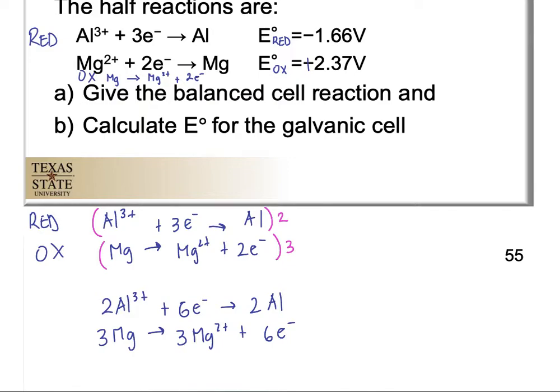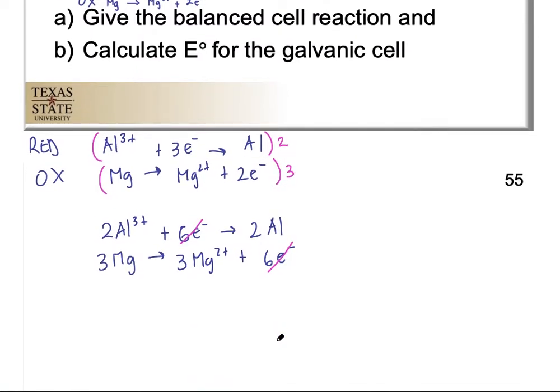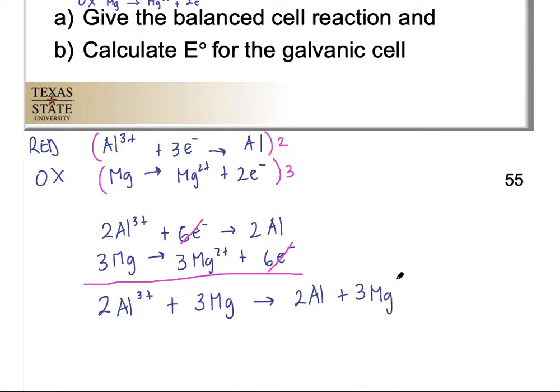And now I can add them together. So of course my electrons are going to cancel because that's what I did by multiplying the two by coefficients. And now I can add them together and nothing else cancels away because all I have is aluminums and magnesiums. So I can just rewrite the whole thing as 2 aluminum 3 plus 3 Mgs goes to 2 aluminums solid plus 3 magnesium ions. And we are done. We are done with part A, which is to give the balanced cell reaction.